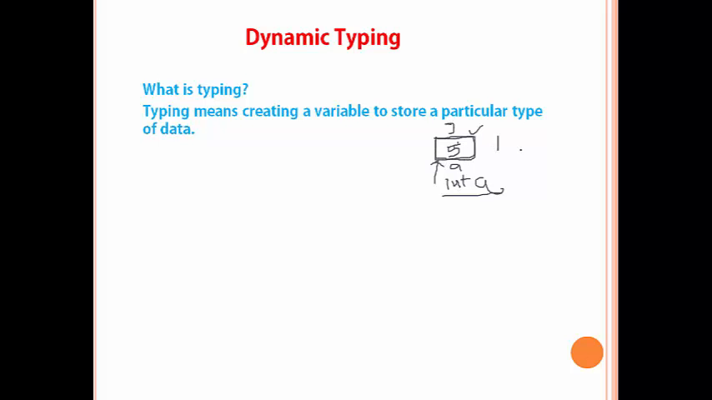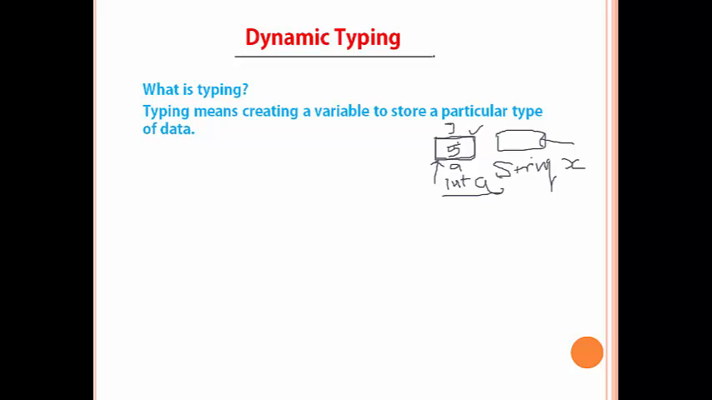Similarly, if you want to store some name or a string, you will write string first. Let's say string x, so it will store only string type of data. Okay, so this is with other programs like C++ or Java, but here we are going to learn dynamic typing.